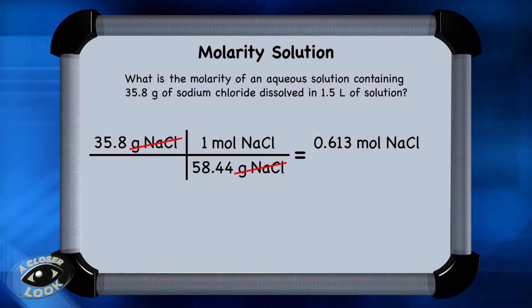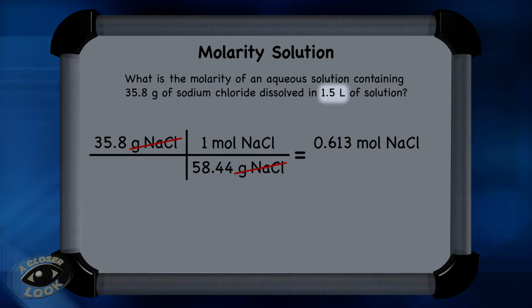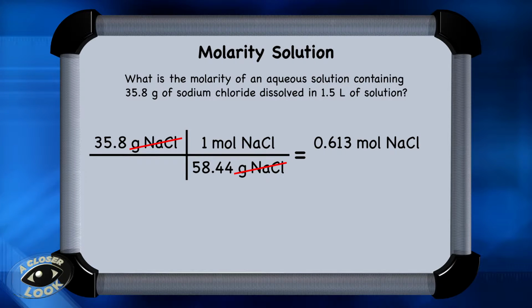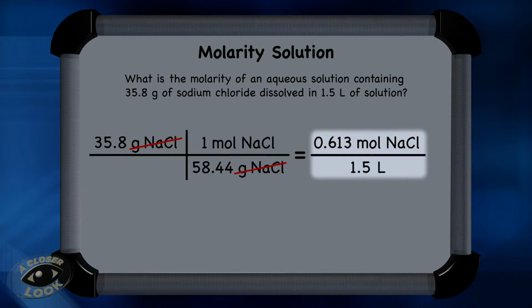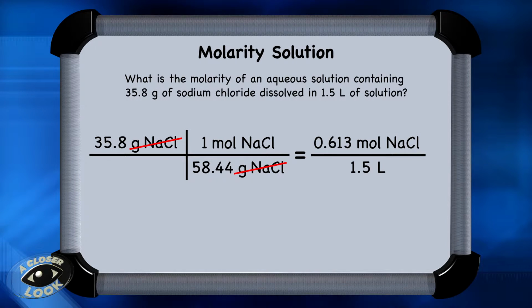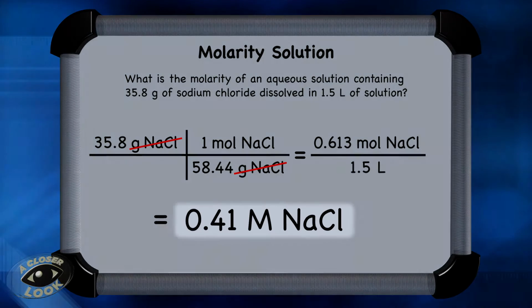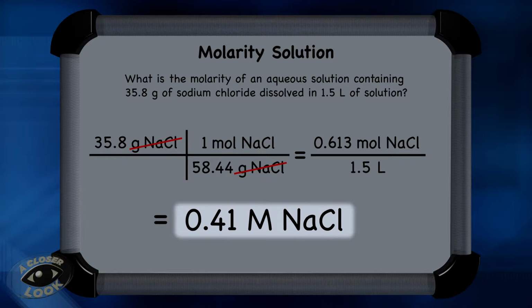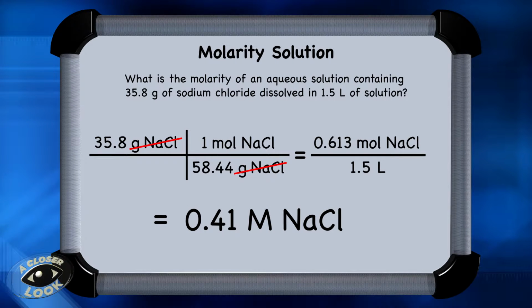In this problem, we were already given the volume of the solution in liters. So we divide the moles that we just calculated by the 1.5 liters of the solution to get the molarity. And that answer is 0.41 after rounding to two significant figures. This solution could be labeled as 0.41 capital M NaCl, which would be read as 0.41 molar sodium chloride solution.